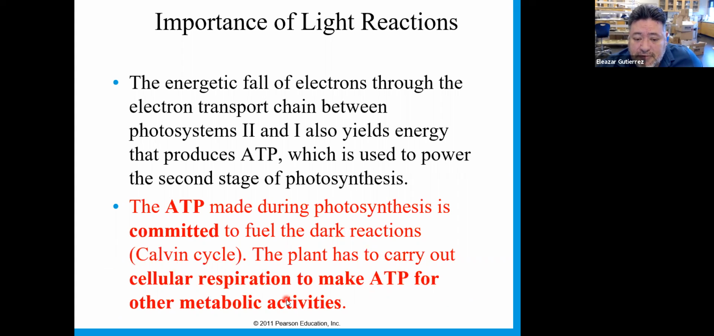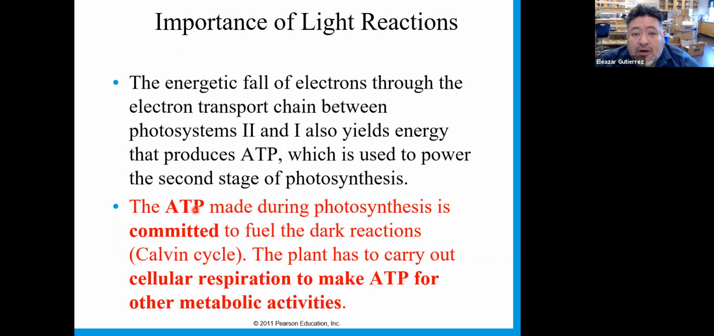Does that make sense? In other words, the ATP that's being produced by photosynthesis is just enough to produce sugar. That's it. So if the plant needs additional energy to run anything else, that has to happen through respiration. Are you guys with me? So we have two types of ATP. The ATP that's being formed to produce sugar, and the ATP that's being used to run the plant's needs.